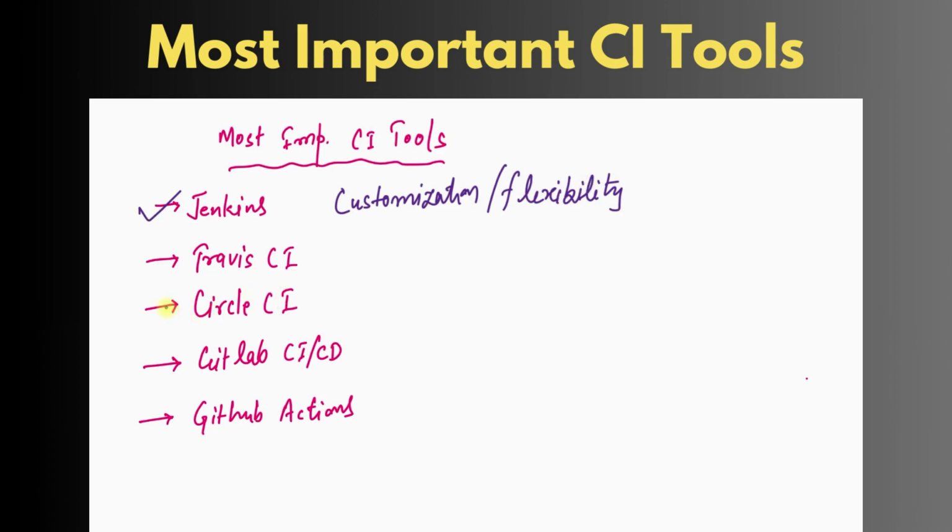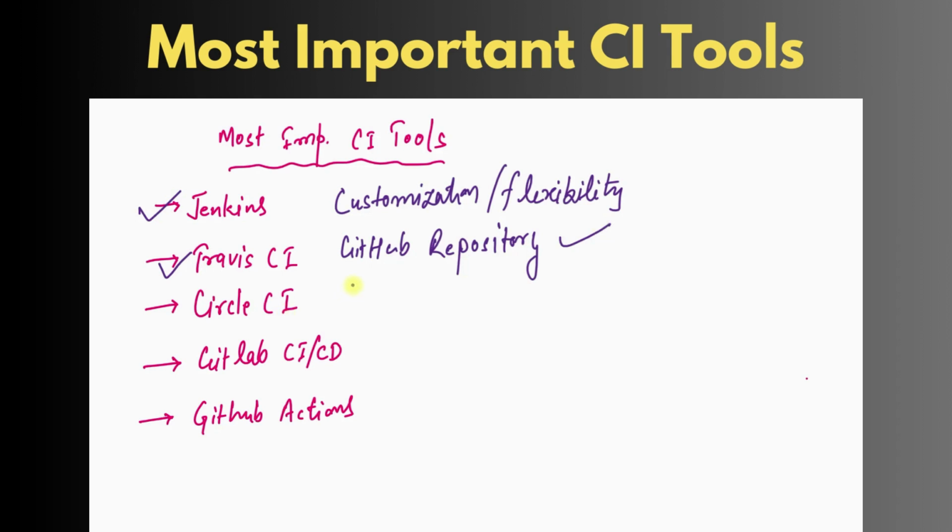Next tool is Travis CI. Travis CI is a cloud-based CI service which is optimized for GitHub repositories. So it's a good option for open source projects hosted on GitHub and teams looking for quick setup and automation.